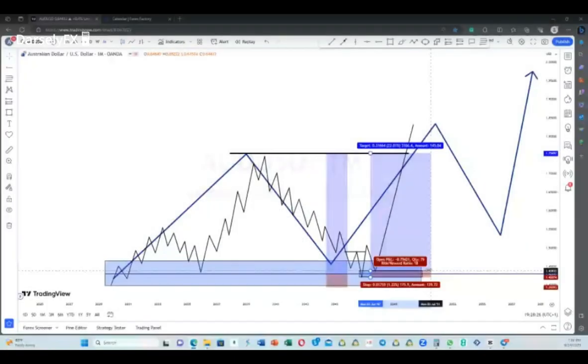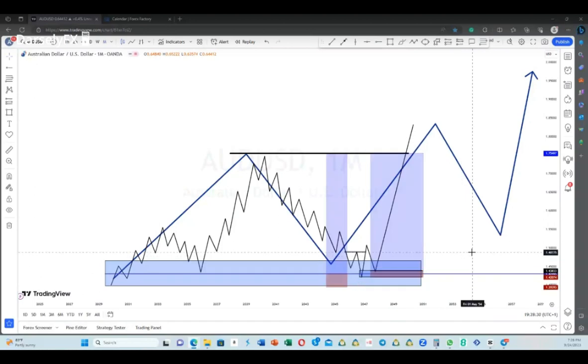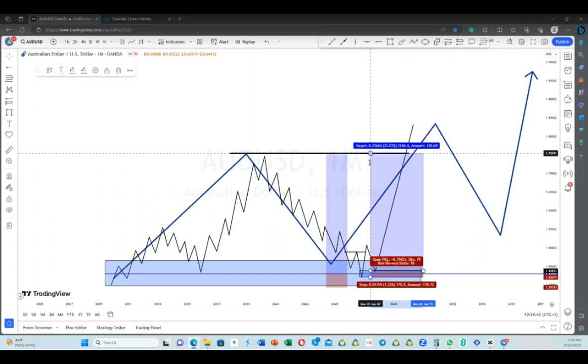This is how we get a big risk to reward, by entering a trade on an internal structure. How would you take your first profit? You can take your first profit here.